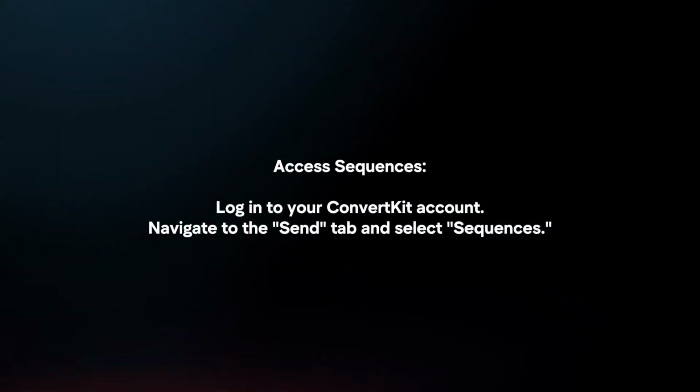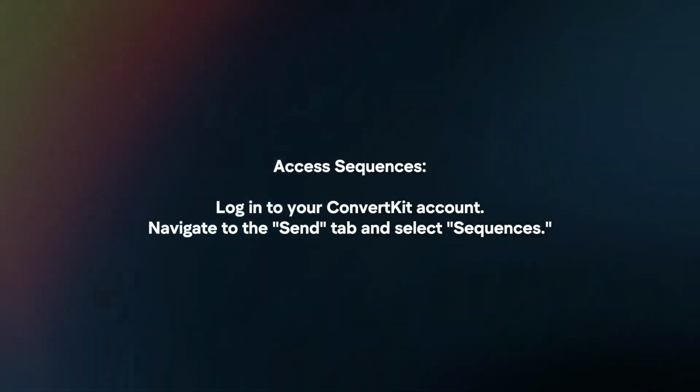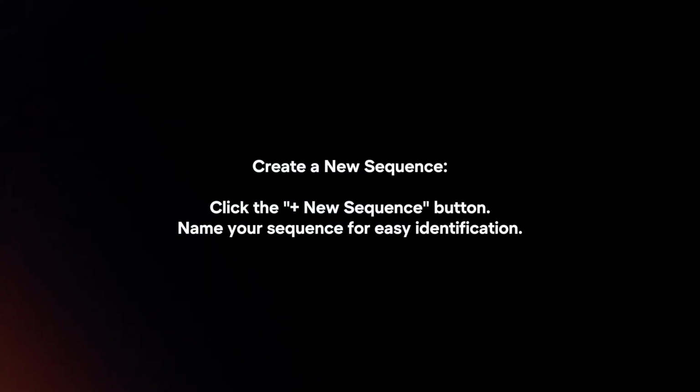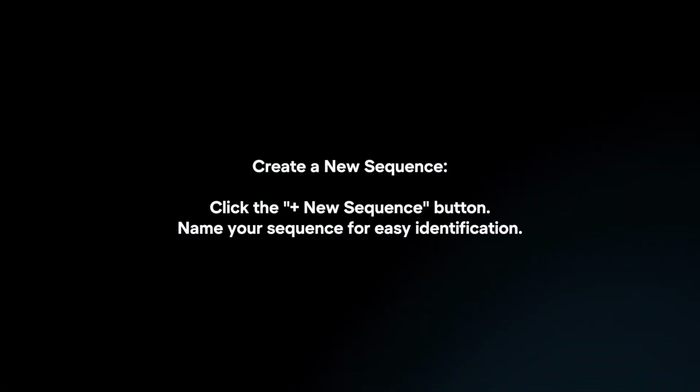Access sequences. Log into your ConvertKit account. Navigate to the Send tab and select Sequences. Create a new sequence. Click the plus New Sequence button. Name your sequence for easy identification.